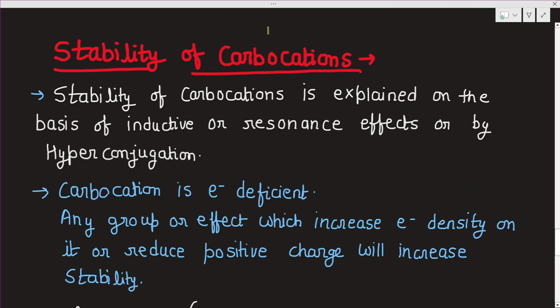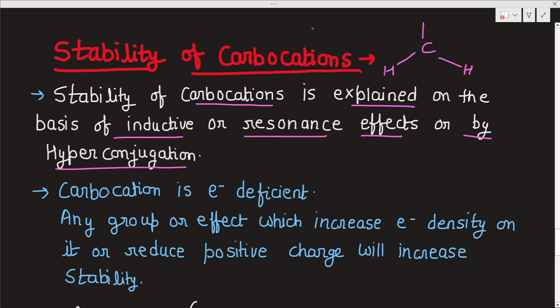Now see the stability of the carbocations. Carbocation stability is explained on the basis of inductive or resonance effect or by hyperconjugation. See here, in a carbocation I have told you there is a carbon atom to which three bonds are attached and there is a positive charge. The more the positive charge, the less will be the stability of the carbocation. Anything that can decrease this positive charge, any group or any effect that can decrease this electron density, can remove this charge, and then it is increasing the stability of the carbocation.